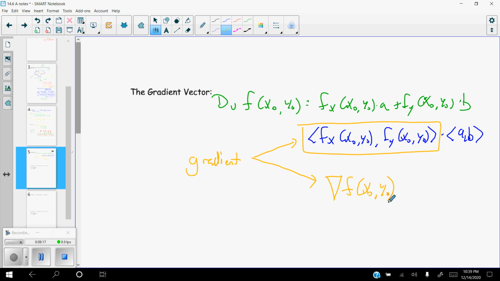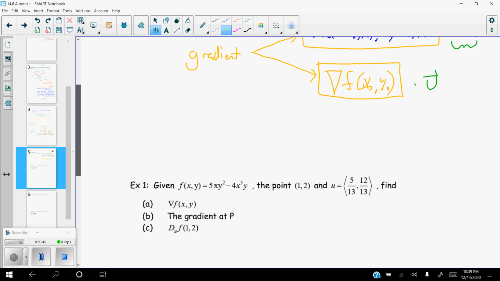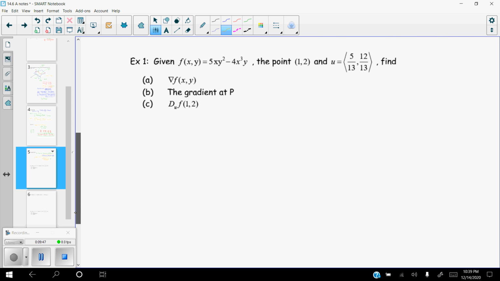And then this piece over here, that's your unit vector. We've already defined that. So the gradient is just the partials. As soon as I dot it with the unit vector AB, it becomes the directional derivative. That's it. So now let's actually see how easy this stuff is to do. We're going to probably fly through most of these, I would think.